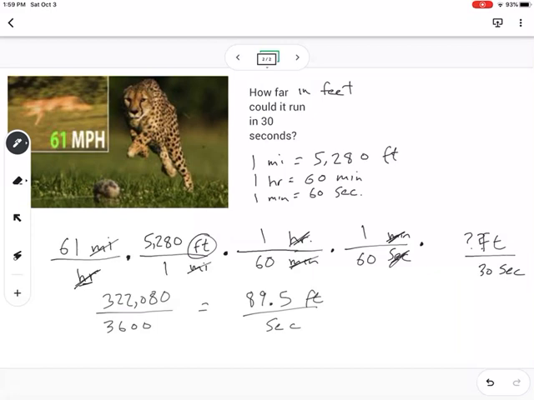And that's pretty crazy. If you were standing there and watched a cheetah run by and you went 1,000, 1,000, in the time you went to count that, the cheetah would have traveled 90 feet. Okay, and so then the last step, because we want to know how far could it run in 30 seconds, is just to multiply that by 30 seconds, times 30 equals 2,684 feet.